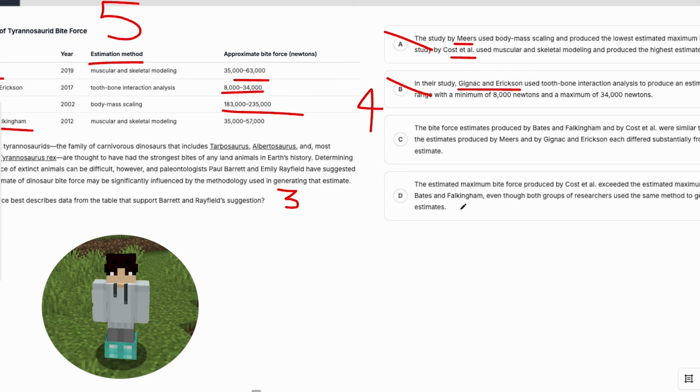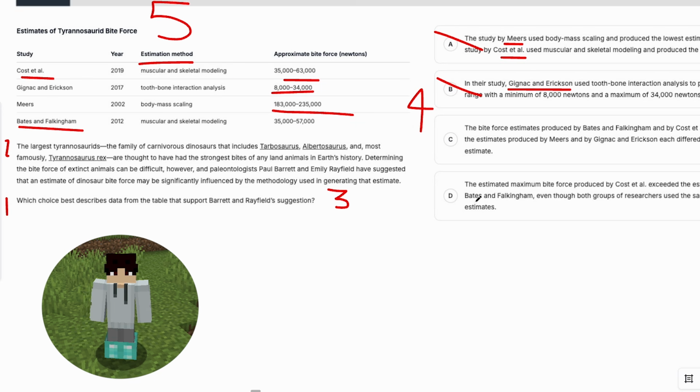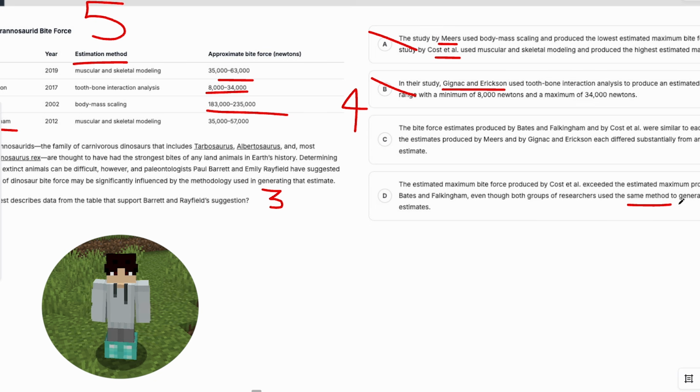The estimated maximum bite force produced by Koss et al. exceeded the estimated maximum produced by Bates and Falkenham, even though both groups of researchers used the same method to generate their estimates. This does not answer the question because we're trying to find evidence that the methodology does change things. So if they use the same method, again, we have no way to compare the two. C must be the correct answer.